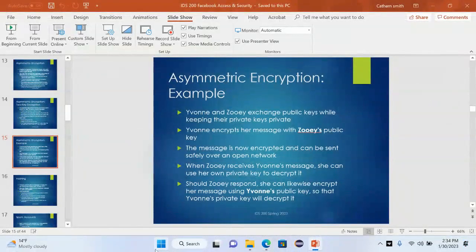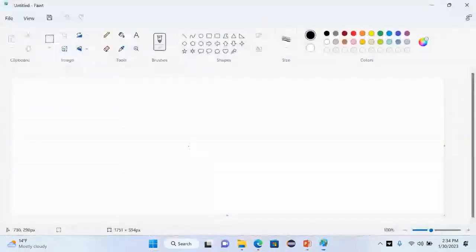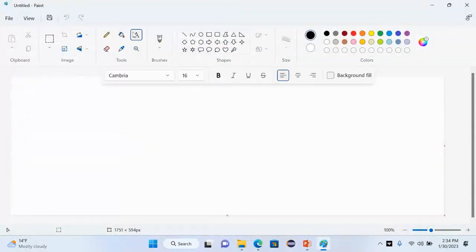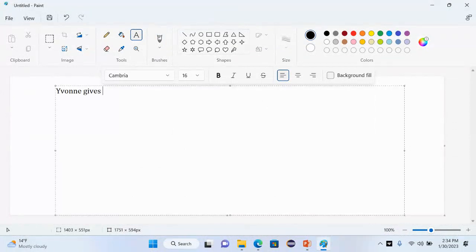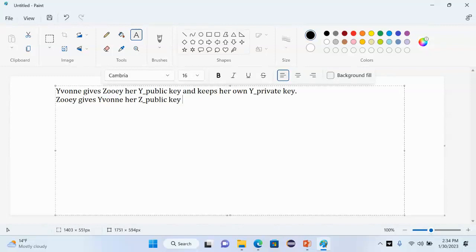So I'm going to put this in Paint. Okay. So Yvonne gives Zoe her Y public key and keeps her own Y private key. Okay. Zoe gives Yvonne her Zoe public key and keeps her own Zoe private key. Okay.